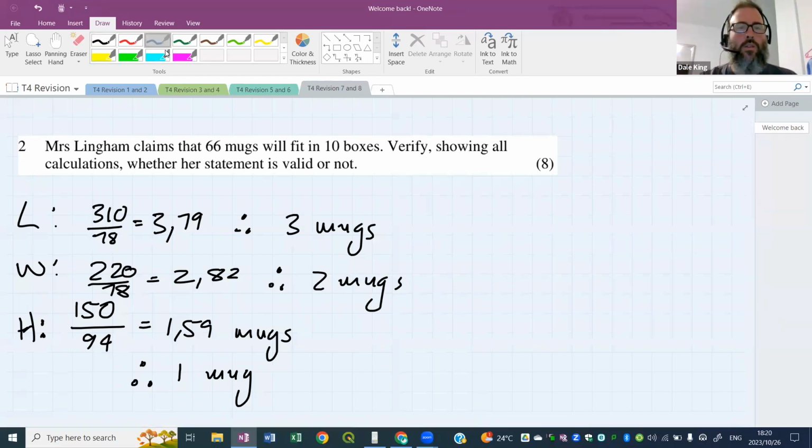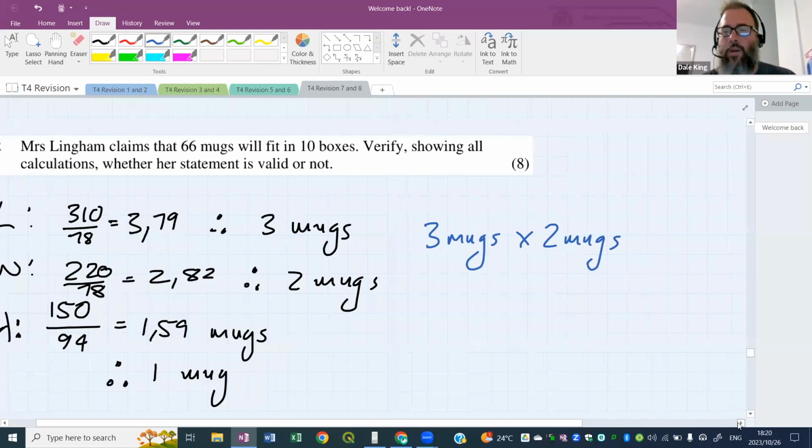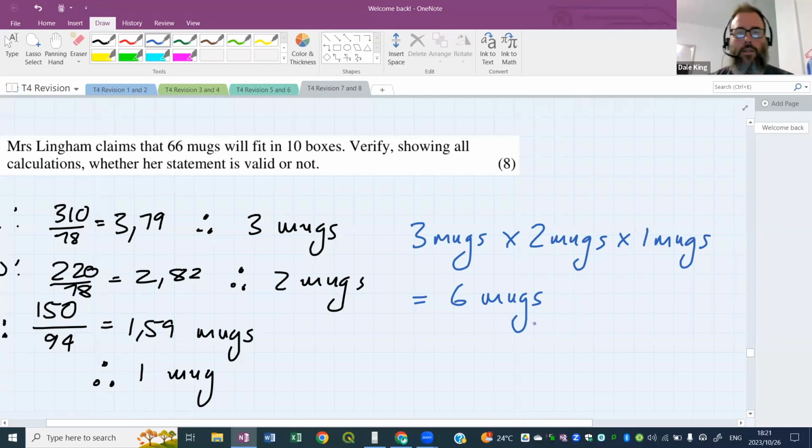Now we're going to do a calculation and say it's 3 mugs times 2 mugs. We don't have to say times 1, but I'm just going to say it anyway. If we could stack 2 on top of each other, this last value would be 2, but we only have 1 mug high. So therefore, we can only put 6 mugs. All right. Are we done? Let's read the question again. You guys read the question. Are we done?